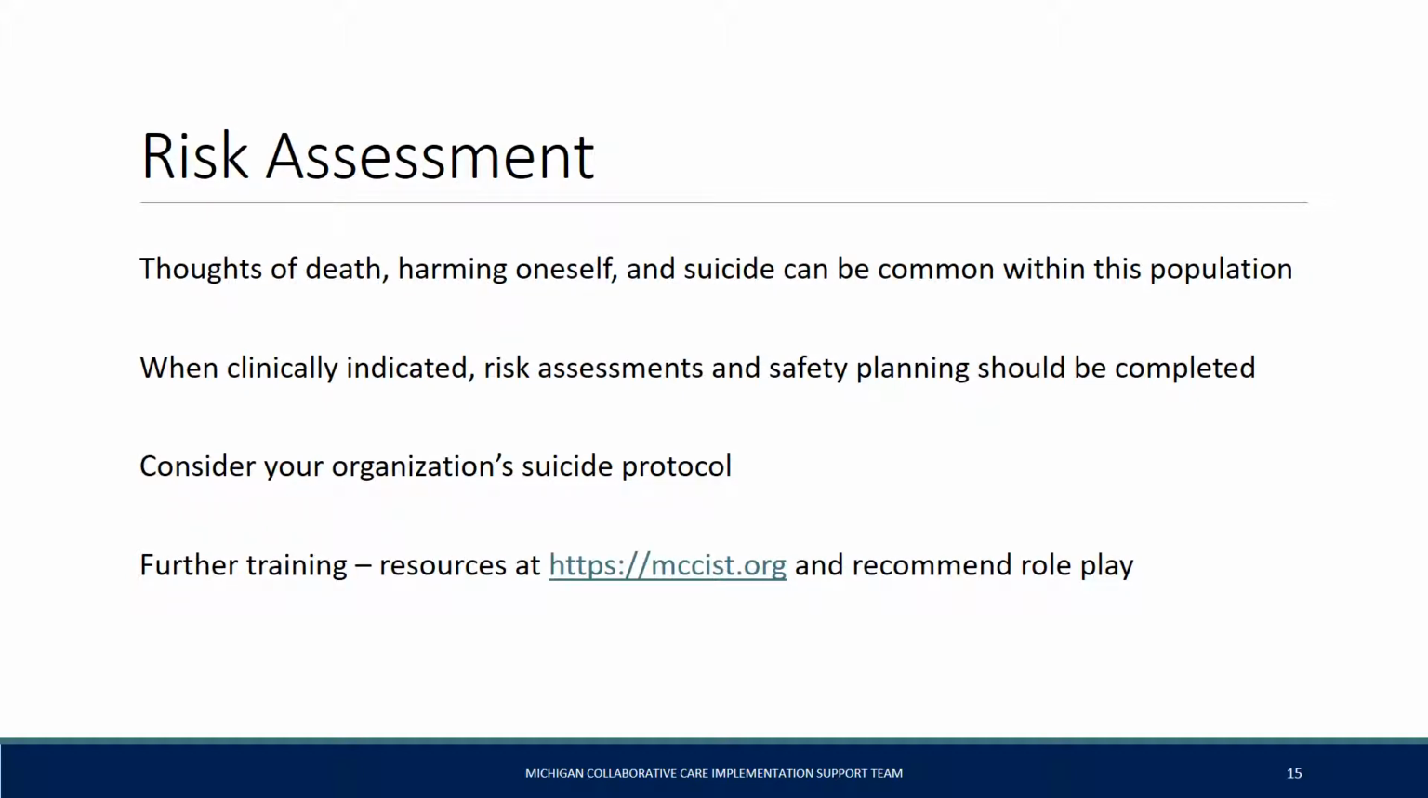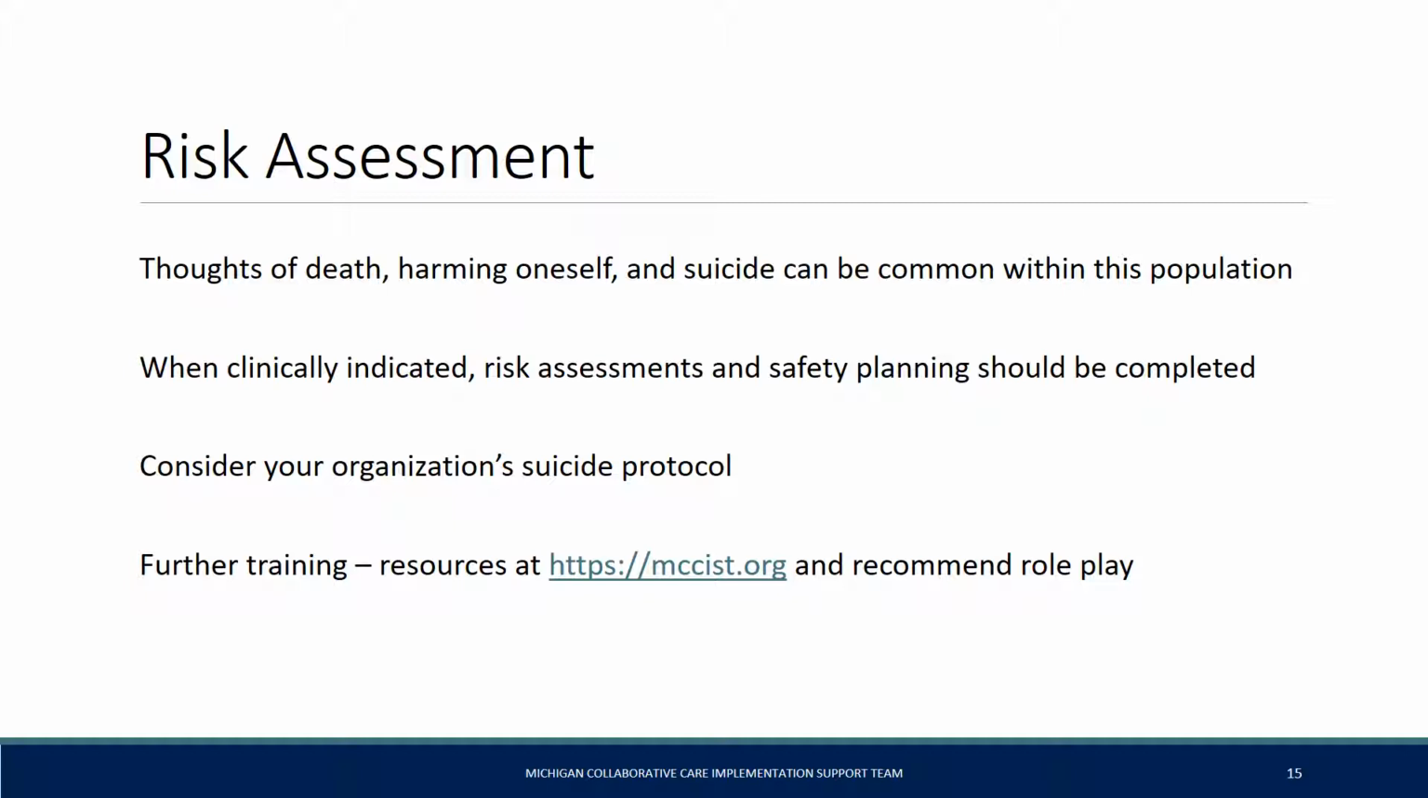So we know that thoughts of death, harming oneself, and thoughts of suicide and prior suicide attempts can be common within the collaborative care population. Our care managers should always be assessing for these thoughts, and it will also come out on the PHQ-9 oftentimes when patients are answering the number 9 question on that outcome measure. So, when clinically indicated, risk assessments and safety planning should be completed. Care managers should be well trained in both of these processes.